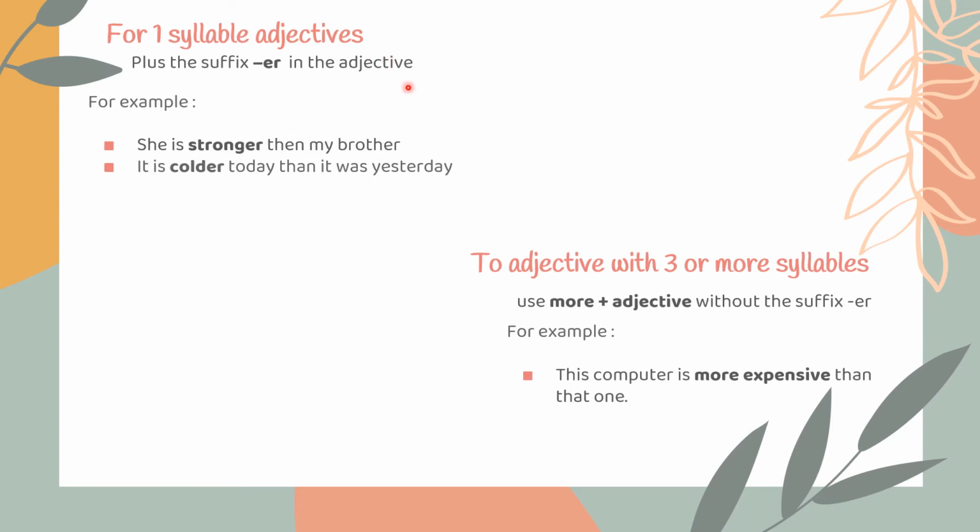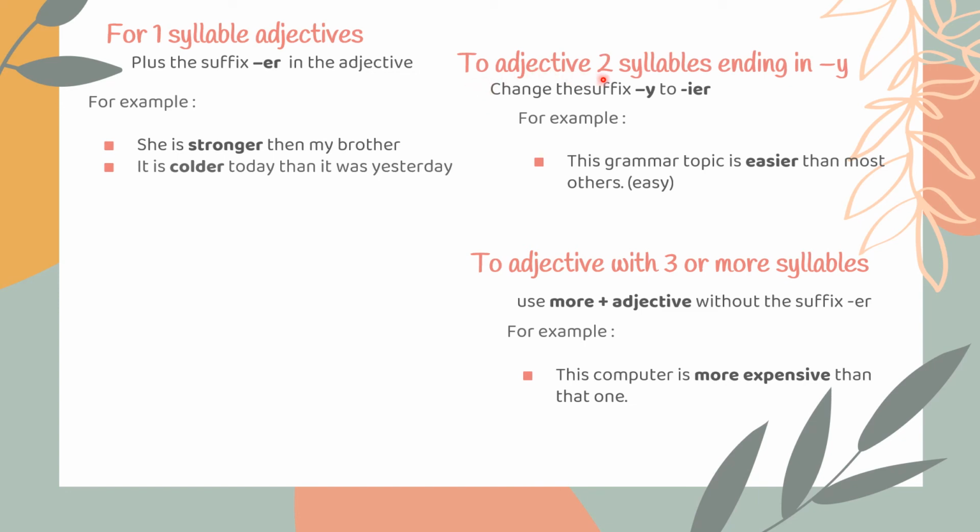We have four examples like this. For one-syllable adjectives, add the suffix er to the adjective. For example, she is stronger than my brother, and it is colder today than it was yesterday. For adjectives with three or more syllables, use more plus the adjective without the suffix er. For example, this computer is more expensive than that one.